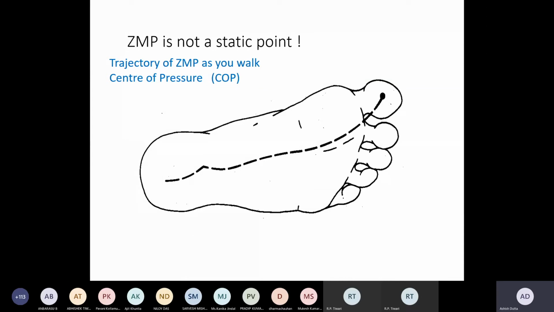Okay, if you haven't seen it, please see it, not now, but maybe after the class is over, after you go back home. But you'll observe that the sole of the foot has a particular shape. And what is the shape?